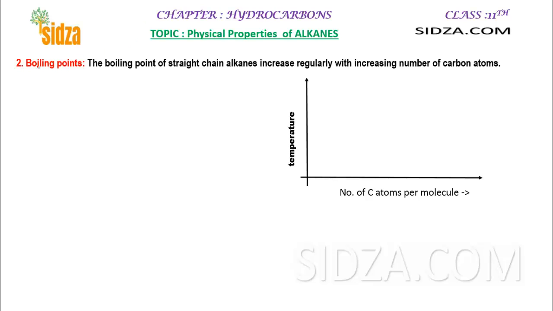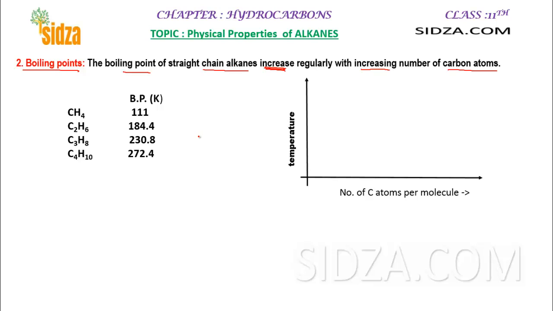Now what about the boiling point of the alkanes? The boiling point of straight chain alkanes increases with the increase in the number of carbon atoms. So that means if the number of carbon atoms increases, the boiling point also increases.